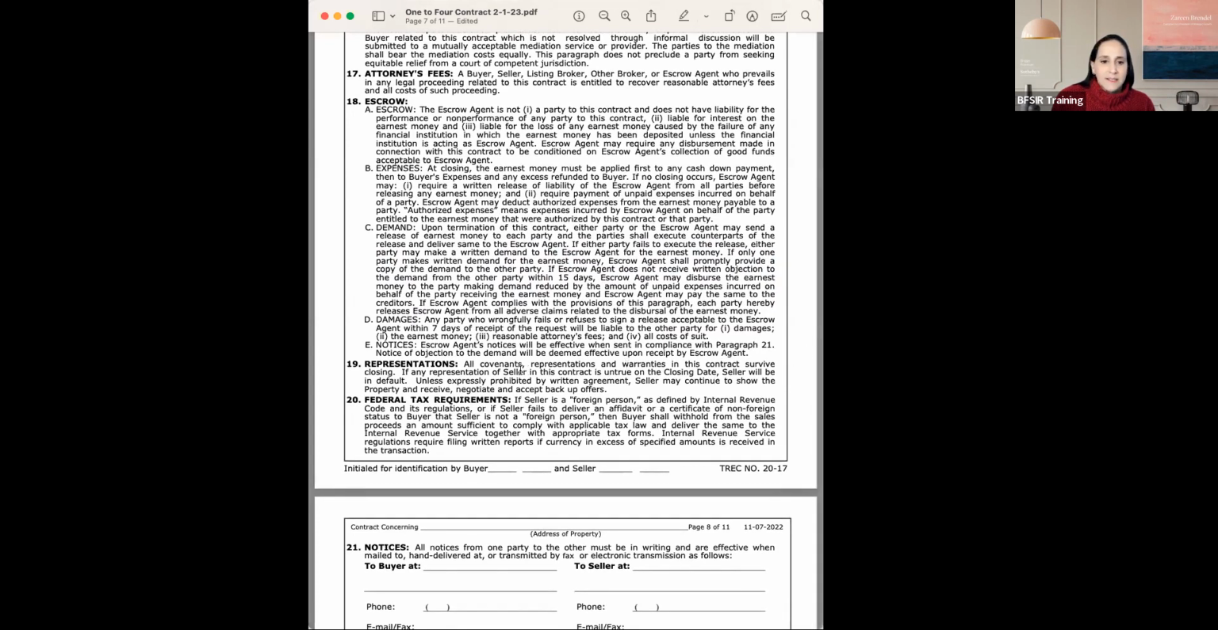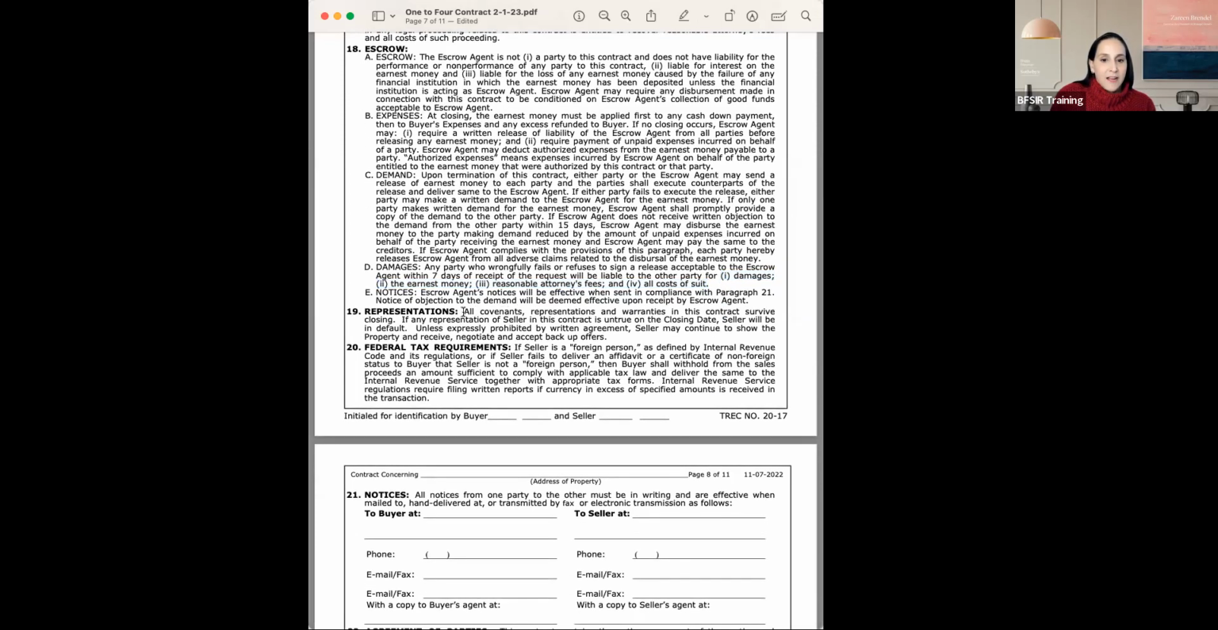And then this sentence says, any party who wrongfully fails to sign the release will be liable for damages, the earnest money, reasonable attorney's fees, and all costs of the suits. So basically that says if you have someone who is wrongfully refusing to sign, you just have to let them know that if they dig their heels in, they could be liable for all of these things.